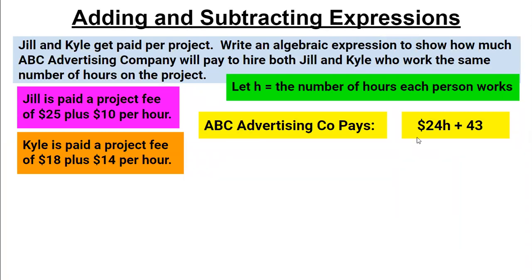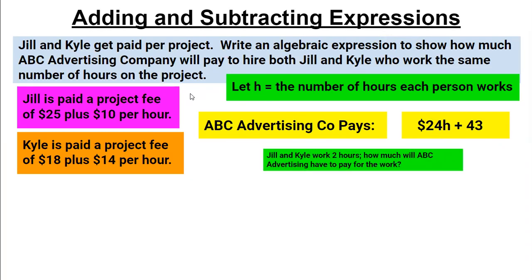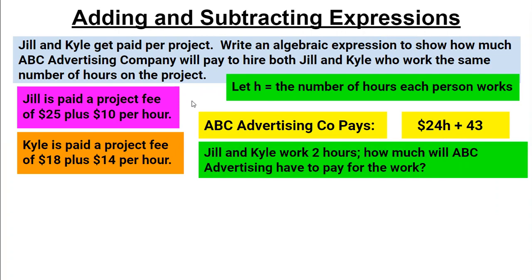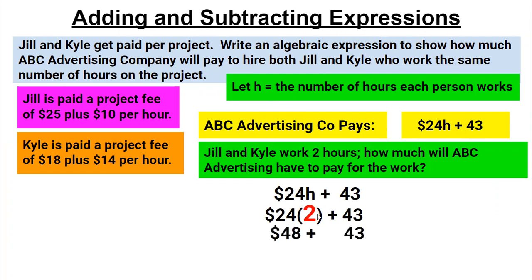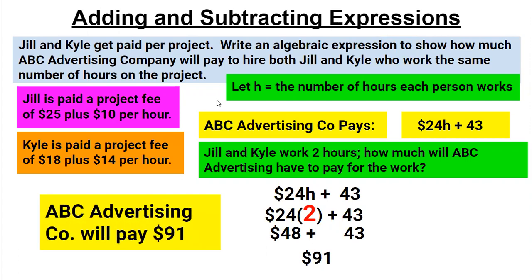Okay, so we have our equation here now. Jill and Kyle work 2 hours. How much will ABC Advertising have to pay for the work? We're going to plug 2 in for H. There's our equation. Let's plug in a 2 for 2 hours. So we do 24 times 2 and then add 43. 24 times 2 is 48, and we add 43 and we get $91. So if they work 2 hours, the company pays $91.